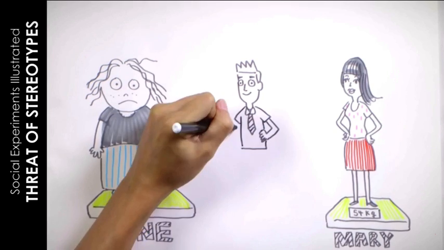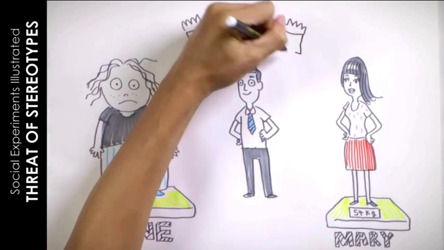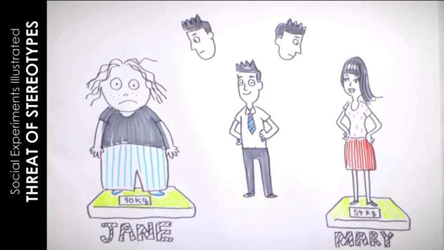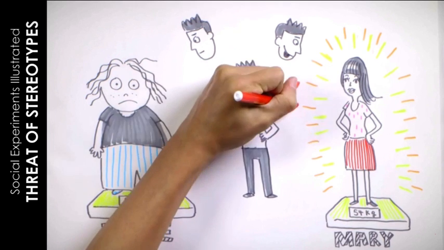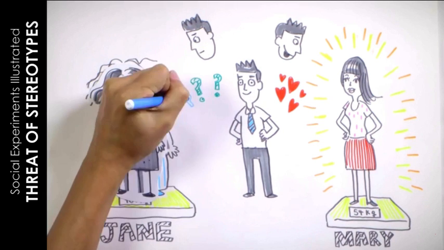And here comes Tom, a man both women find attractive. Now, if you were Tom, whom would you choose? Most people would pick Mary. But why? Is it just because Mary is slim? What if Jane pays more attention to what she wears and how she carries herself? Would you pick Jane then?